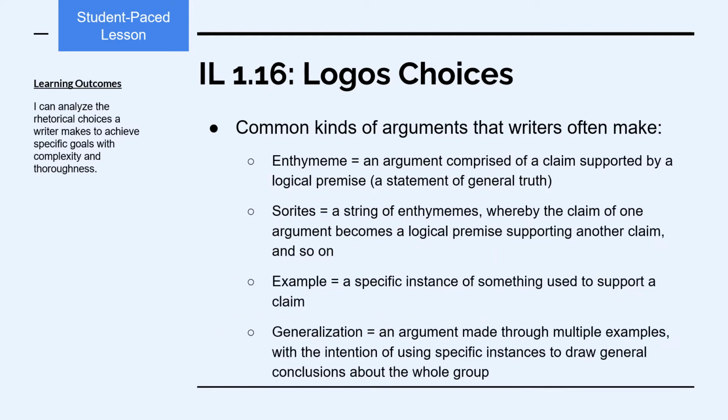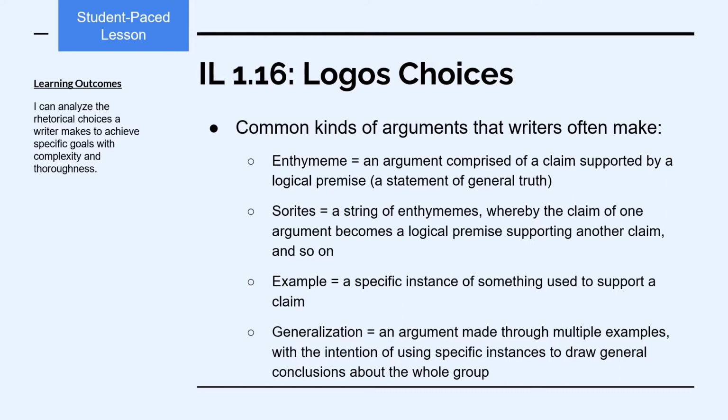In order to be able to clearly identify or label a logos technique, it can help to know the different kinds of arguments that writers often make. Here are a series of devices or techniques that pertain to argument. Enthymeme, which is an argument comprised of a claim supported by a logical premise, which is just a statement of general truth. Sorites is a string of enthymemes, whereby the claim of one argument becomes a logical premise supporting another claim, and so on, and so on, and so on.